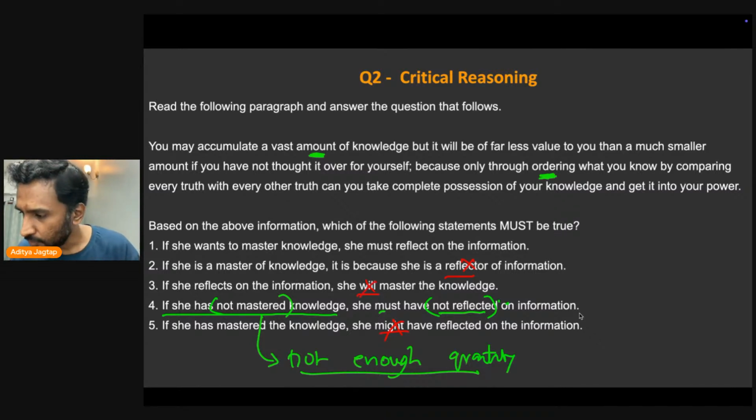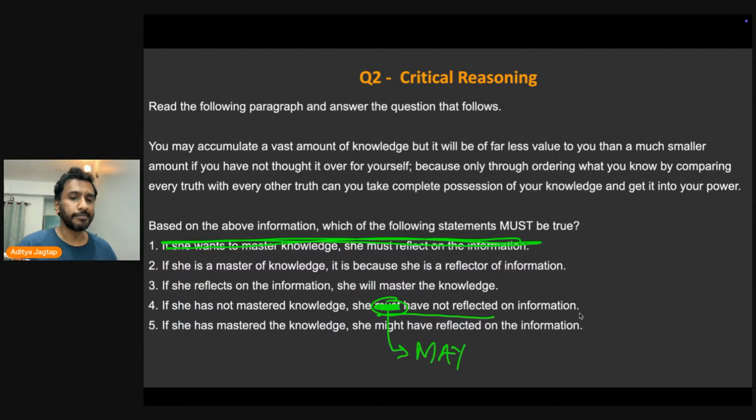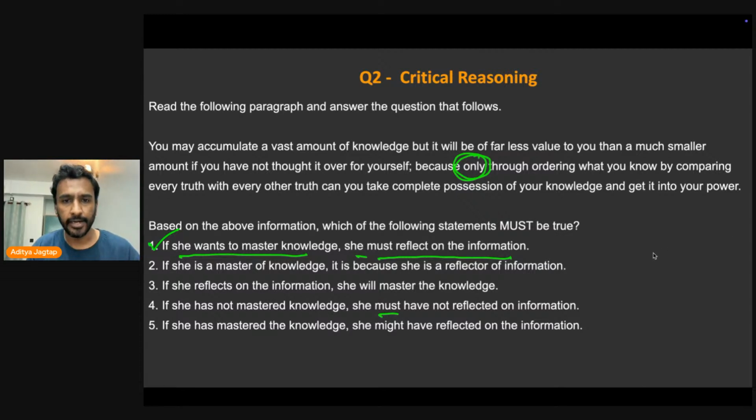So this makes 4 invalid. She must not have reflected. Suppose, let's say option 1 is not there. In case option 1 is not there, if must was replaced with may, option 4 would have been perfectly acceptable. But that's not the case, right? This is must and option 1 is there. Option 1 is right. If she wants to master knowledge, she must reflect on the information, right? This is what she has to do, and only then can she hope to master knowledge. So 1 is the right choice. Those of you who've gone with 1, great.